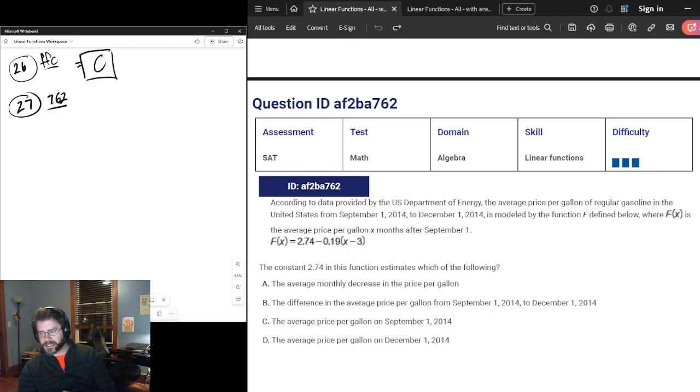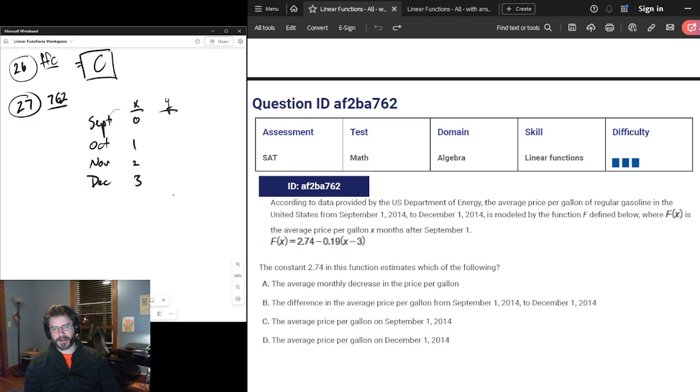The difference in the average price per gallon from September to December. I'm going to hold on to that one. The average price on September 1st or on December 1st. So what is our beginning value? So September 1st is the beginning value. So that should be our 0 point. That should be our 0 coordinate for x. So let's explain this one a little. This one's a difficult question. It has 3 pips in the difficulty meter. So we have September, October, November, and December. September should be x coordinate 0, October 1, November 2, December 3.